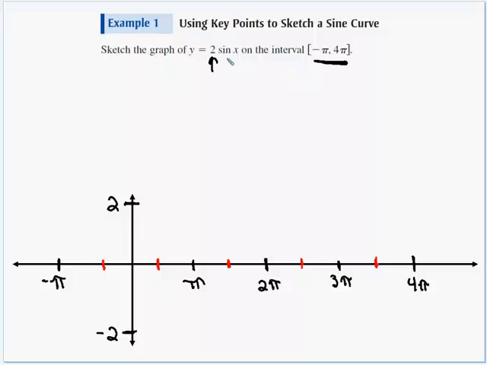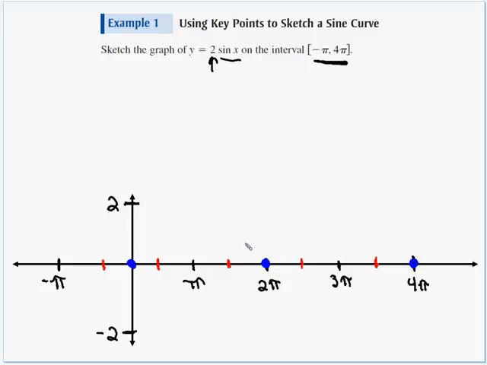Now we want to graph the sine wave with our hills as high as 2 and our valleys as low as -2. So sine starts at the origin. 2 pi later, we've completed a full cycle. 2 pi after that, we've completed another cycle. So we know we're going to be crossing the x-axis at these points.